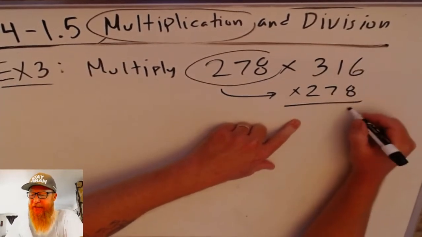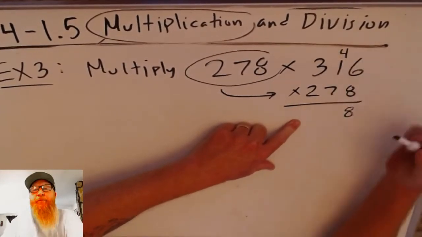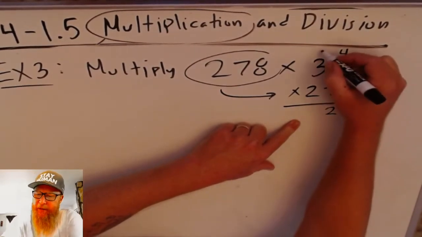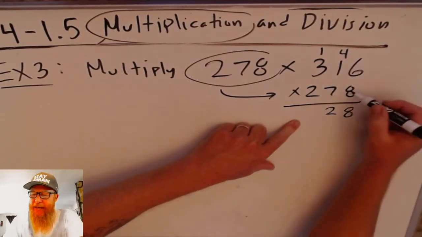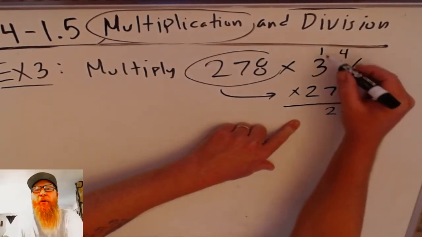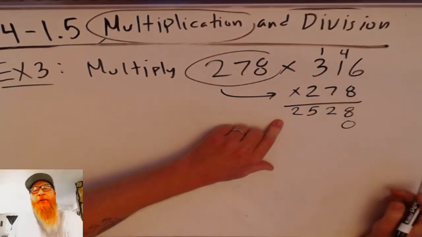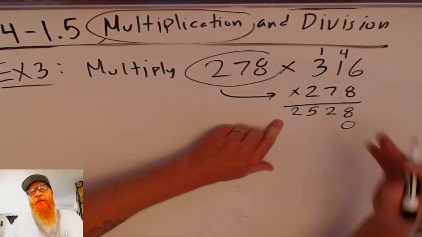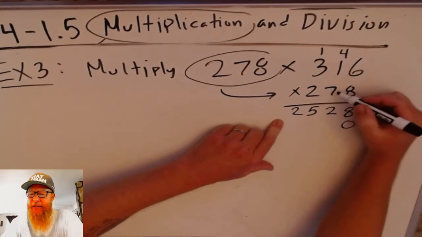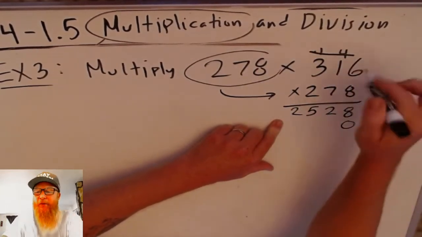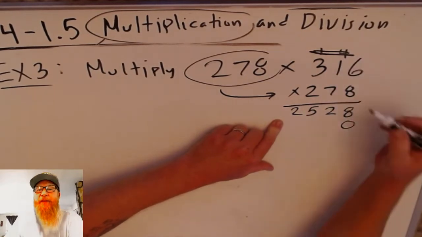So 8 times 6 is 48. Carry the 4. 8 times 1 is 8, plus 4 is 12. Carry the 1. 8 times 3 is 24. 24 plus 1 is 25. Put a placeholder. Move to the next digit. Remember, your carries are done now, so those are no longer there. You're going to have a new set of carries.